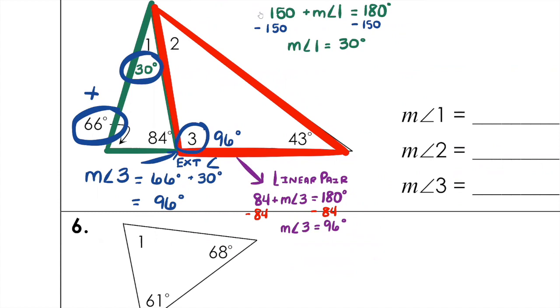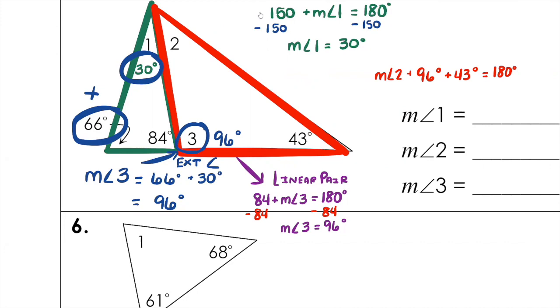Yes, sir. Okay, so he says the measure of 2 plus the measure of 3, which is 96, plus 43 equals 180 degrees. No, I never said that. You didn't? No, I didn't say that. Never mind. I thought so. I'm pretty sure this is what you said. Okay. Good talk.